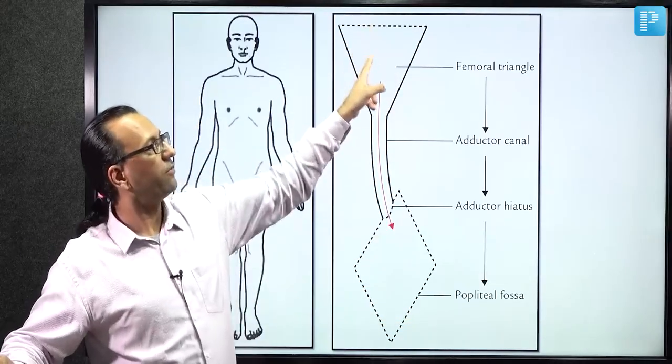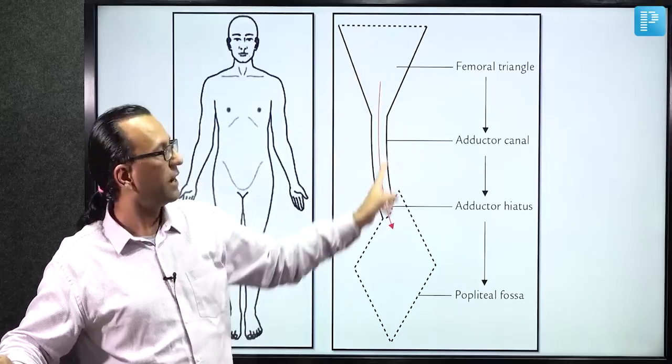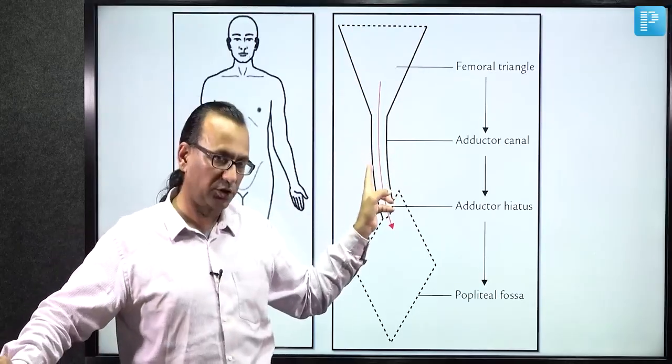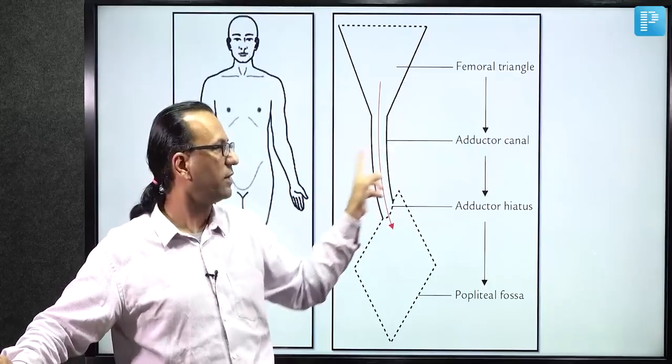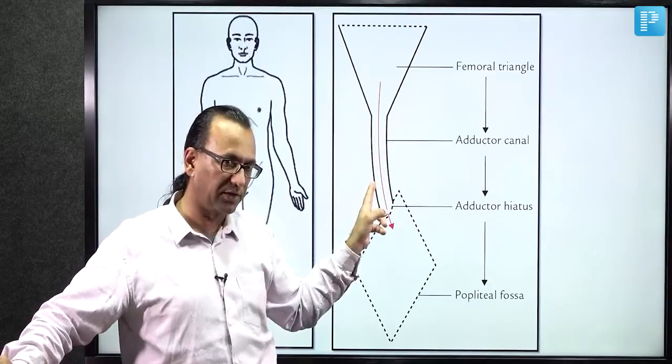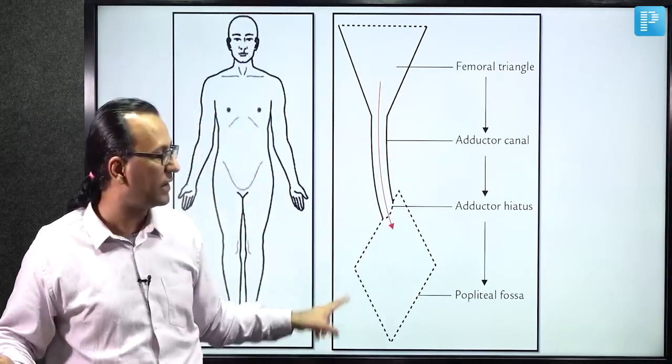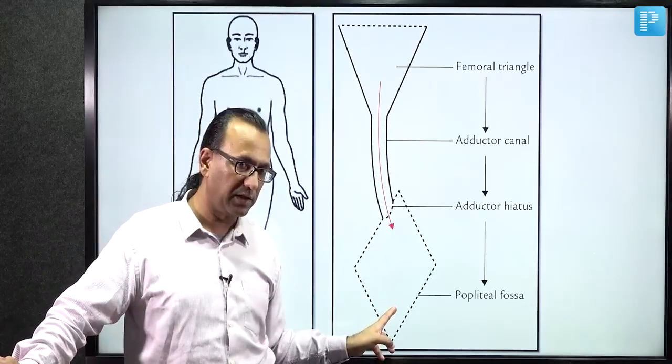In the femoral triangle, you have the femoral nerve, but it stops there, and in the adductor canal, it will be giving a cutaneous branch, which is called the saphenous nerve, a branch of the femoral nerve. The femoral nerve does not come to the adductor canal, but this branch, the saphenous nerve, comes here, and when it comes to the popliteal fossa, they will have the tibial nerve.